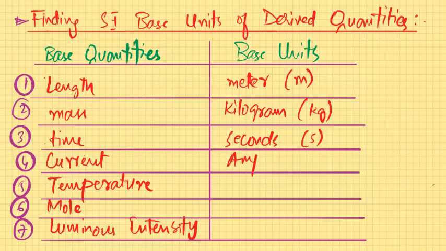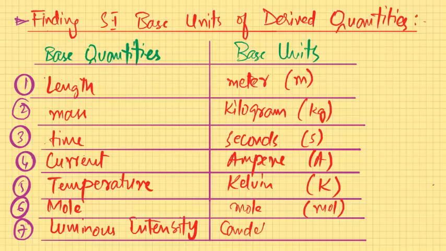Current is measured in ampere and symbolically represented with capital A. Temperature is measured in Kelvin, and the symbolic representation is capital K. Mole is measured, obviously, in mole, and you can write mol as the symbol of the base unit. Luminous intensity is measured in candela, and that is symbolized as cd.